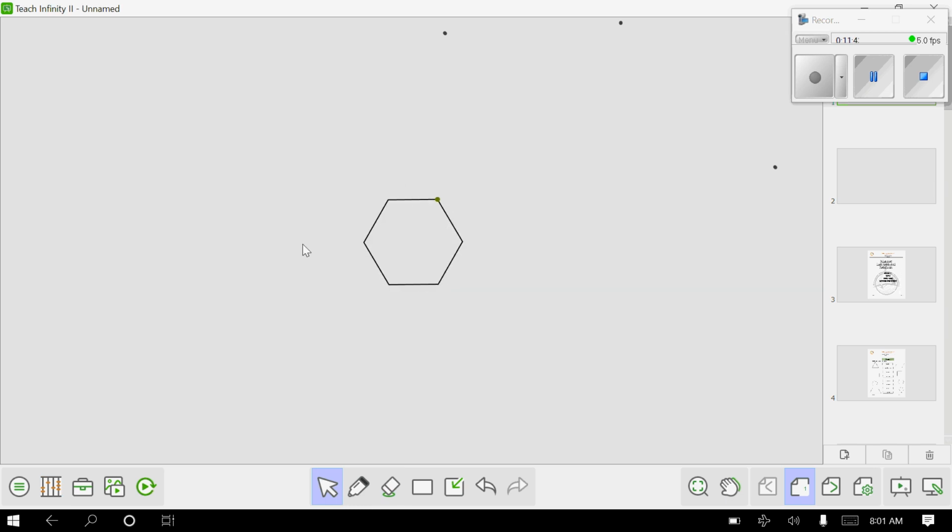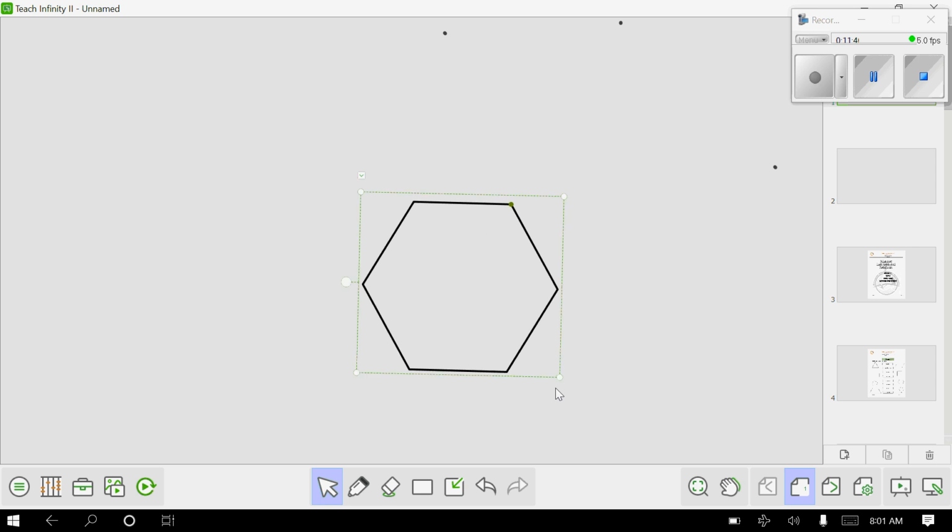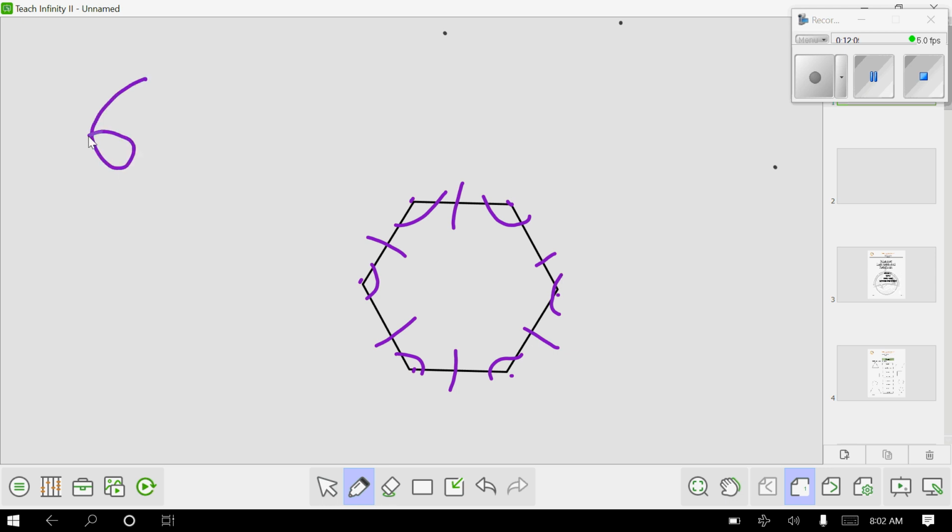Yes, this shape, I call it hexagon. Hexagon. Say with me, hexagon. In a hexagon, I have 6 sides and 6 vertices and 6 angles. Again, 6 sides, 6 vertices, and 6 angles.